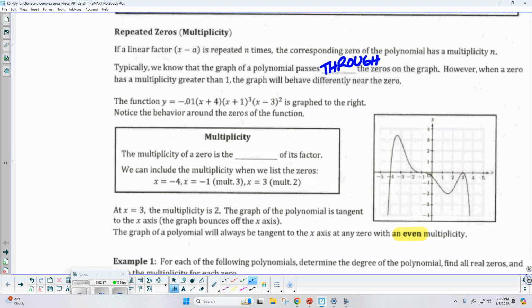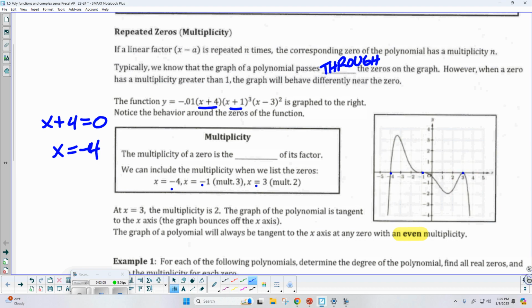It says that the first 0 is negative 4, right? So I'm going to go ahead and take this binomial factor, x plus 4. I'm going to set it equal to 0. So that is where I'm getting my root from. So we have x equals negative 4. And then if I take x plus 1, set it equal to 0, x equals negative 1. And then x minus 3 equal to 0, x equals 3. So that's where I'm getting my roots from. If you take a look at the graph, here's the negative 4, here's the negative 1, and here's the 3.